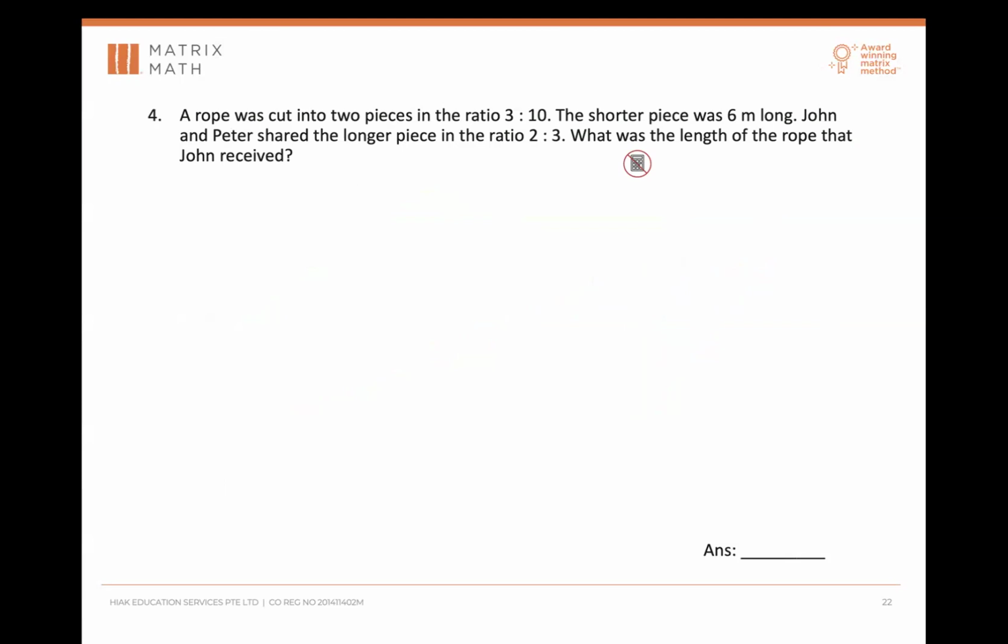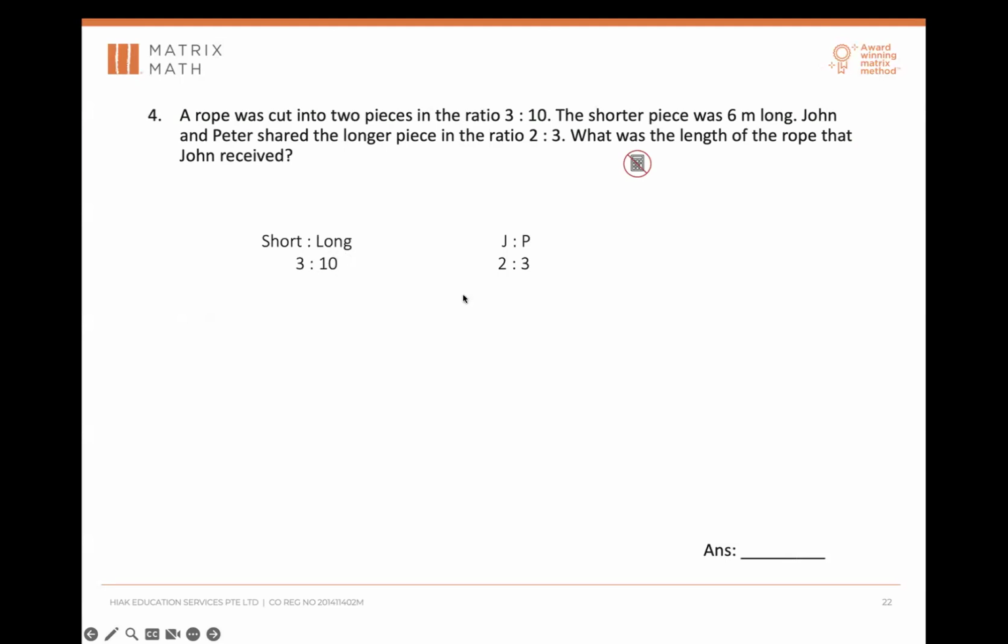So the rope was cut into 2 pieces. So one rope cut into 2 pieces. One piece is short and the other piece is long, 3:10. Now, the second statement says the shorter piece is 6 meters. So this shorter piece, 6 meters, is referring to this, which means that 3 units is 6 meters. But let's continue. John and Peter shared the longer piece. So this longer piece, 10 units, is shared between John and Peter in the ratio of 2:3. So 2:3 is to share this.